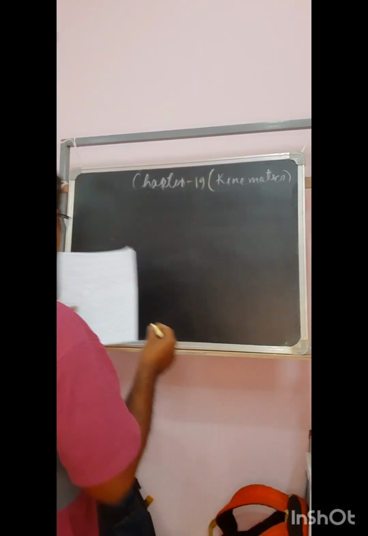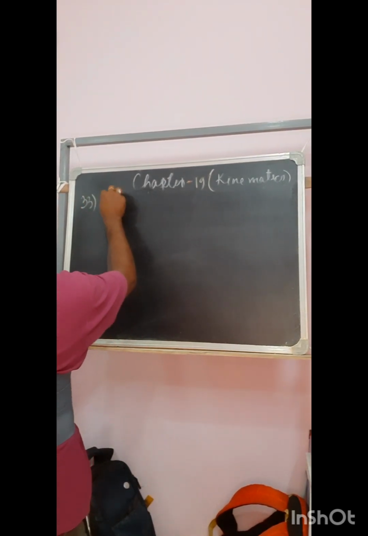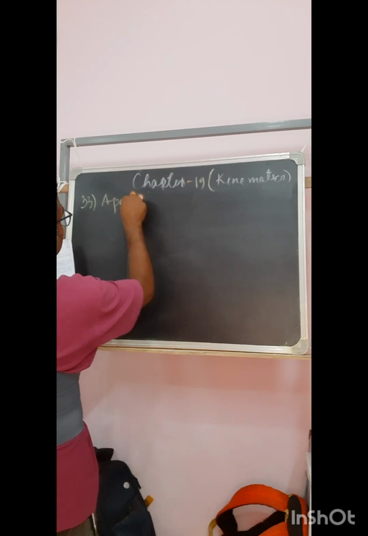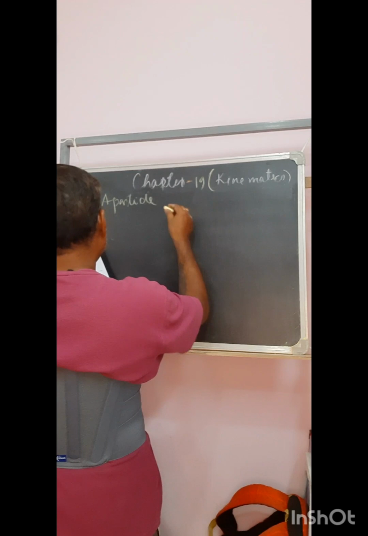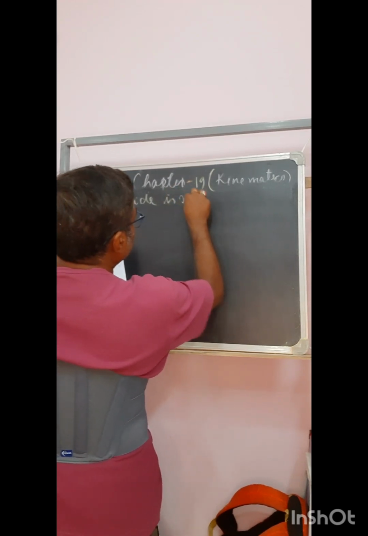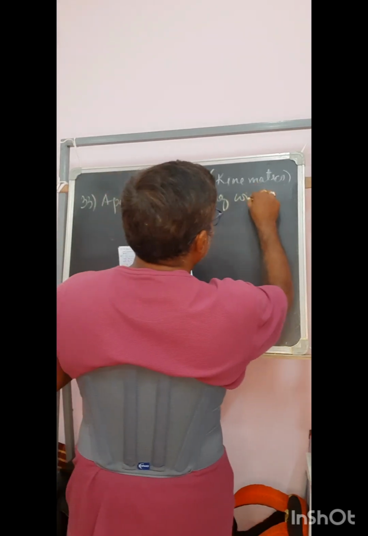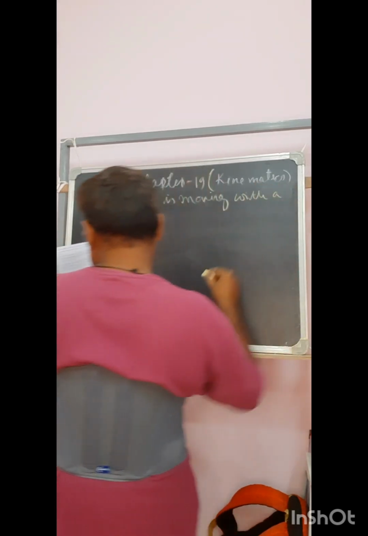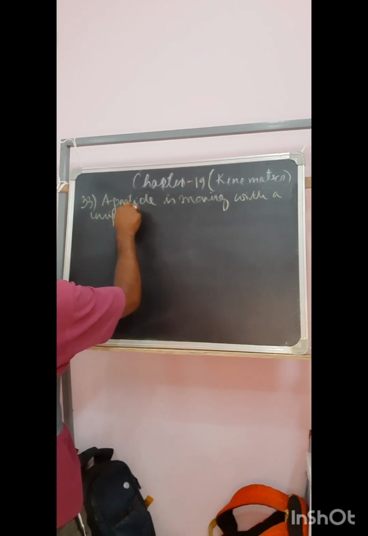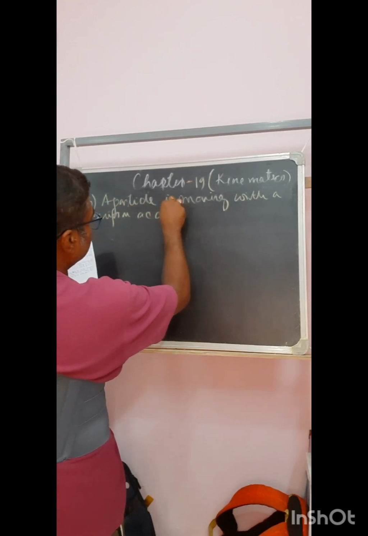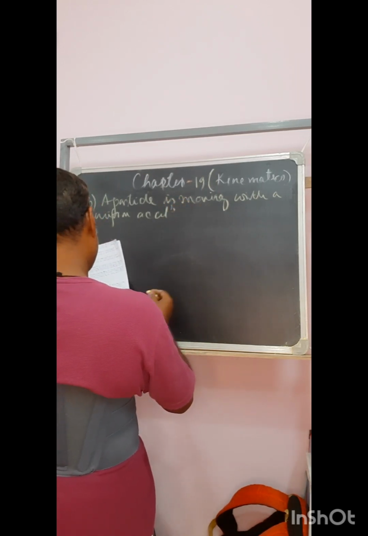Problem number 33. It says a particle is moving with a uniform acceleration along a straight line ABC.